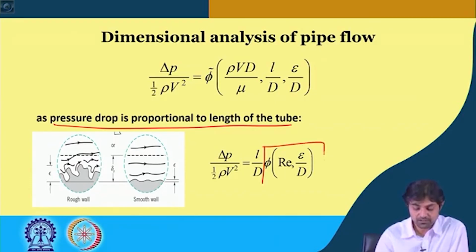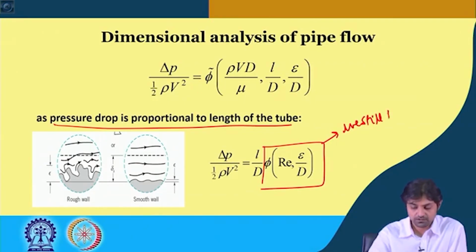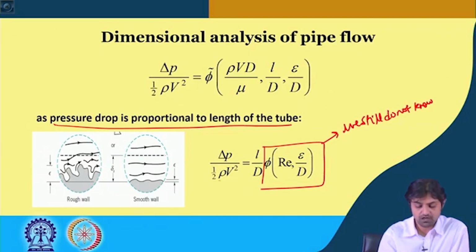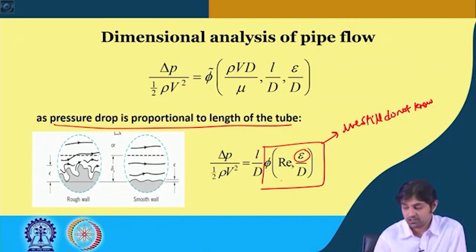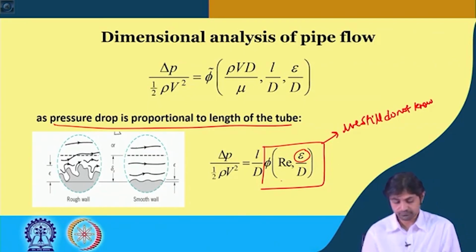How this depends we still don't know, right? Until now, with the topics that we've covered we still do not know. But other things we know, half rho V square, L by D, Reynolds number also we know. Okay, we do not know how to find epsilon, and we also don't know how this function is dependent upon Reynolds number and epsilon by D. Correct? But that we will get to know in the upcoming slides.